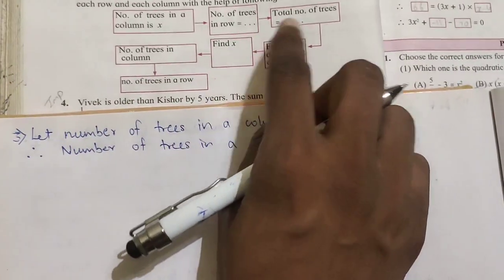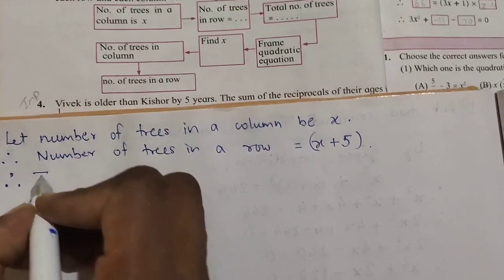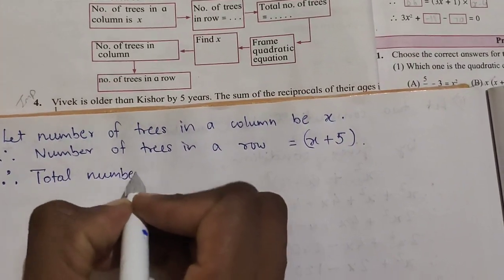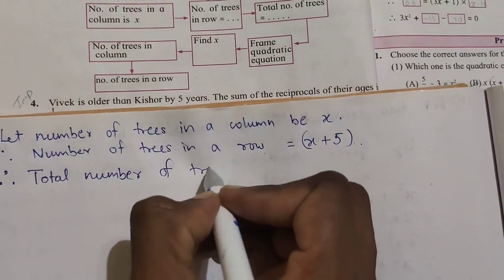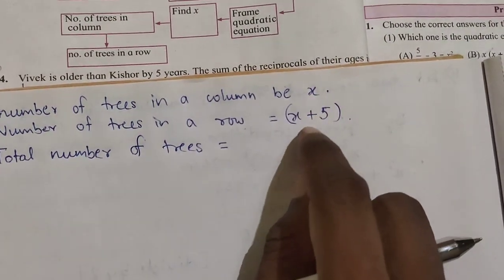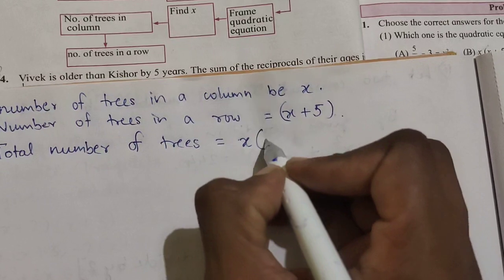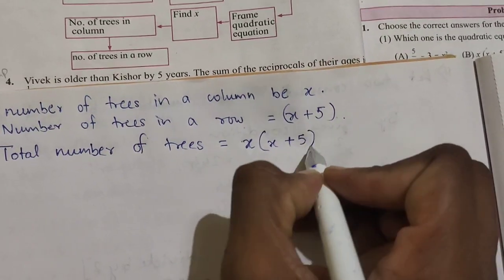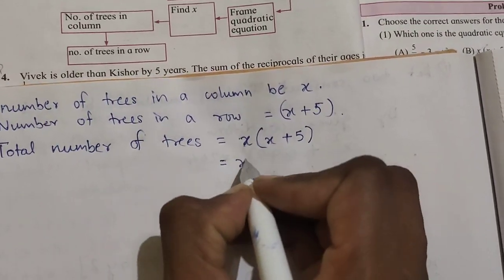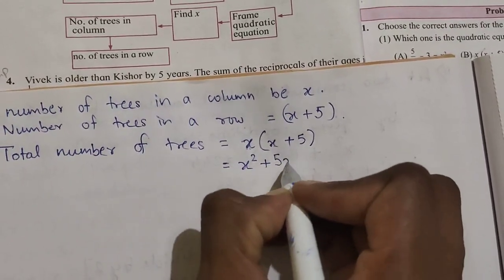Now what is the third point? Total number of trees. Therefore, total number of trees is equal to, for the total number of trees you have to multiply row with column. In the column you can see x trees, and in the row you have x plus 5. So you have to multiply these two. If you multiply x with x, you get x square, plus x into 5 gives you 5x.